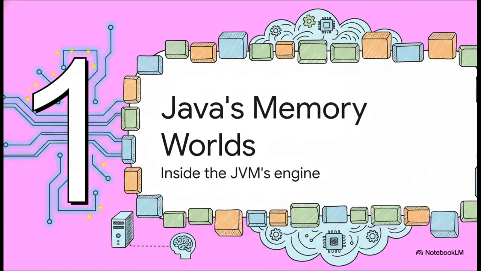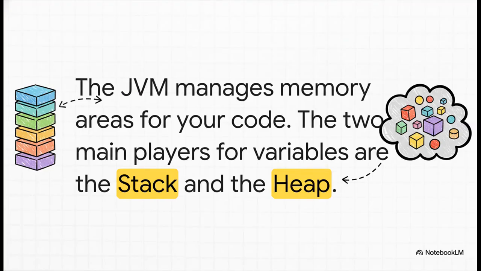Okay, so first things first, whenever you hit run on a Java program, the Java Virtual Machine, the JVM, goes to your operating system and carves out a big chunk of memory for itself. It basically builds its own little universe to run your code in. And inside this universe, there are these two main neighborhoods where all your data is going to live. You've got the stack and you've got the heap. And trust me, each one has its own vibe, its own rules, and they're built for very different things.